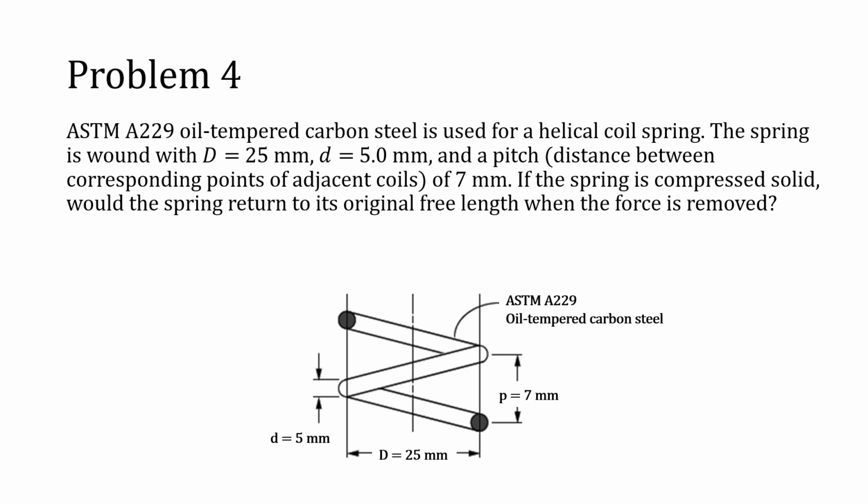Moving on to problem 4, we have an ASTM A229 oil-tempered carbon steel used for a helical coil spring. The spring is wound with a large diameter of 25 millimeters and a small diameter of 5 millimeters and a pitch of 7 millimeters, where the pitch is the distance between the corresponding points of adjacent coils, and you can see those dimensions on the figure at the bottom. If the spring is compressed solid, would the spring return to its original free length when the force is removed?